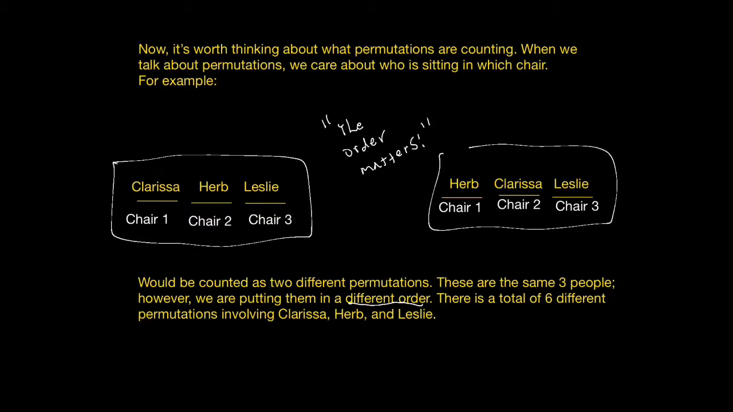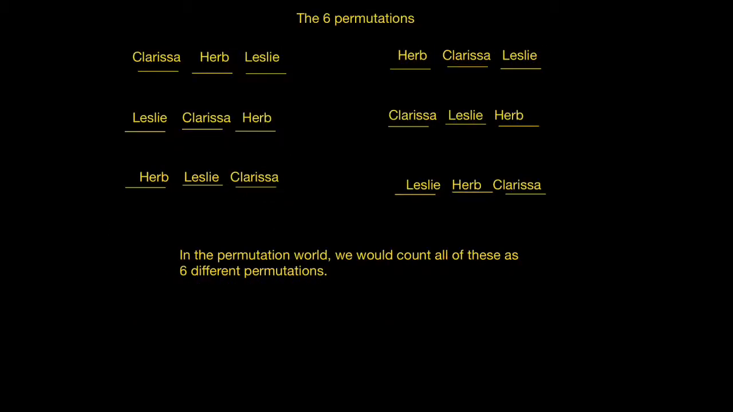So if we move on to the next slide, these are the 6 possible permutations. Here, Clarissa, Herb, Leslie, Herb, Clarissa, Leslie, and you can check these out. Now in the permutation world, we would count all of these as 6 different permutations. These are 6 different ways in which we can sit these people, because the order matters here. Having Clarissa sit first is definitely different than having Clarissa sit last.